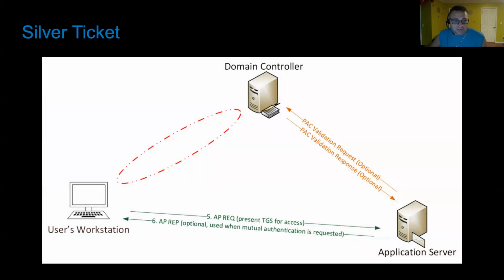So that's how the silver ticket looks. We actually don't communicate with the domain controller at all for the silver ticket attack. The only thing you need to do is to look for the services and use this silver ticket directly, accessing the application server.